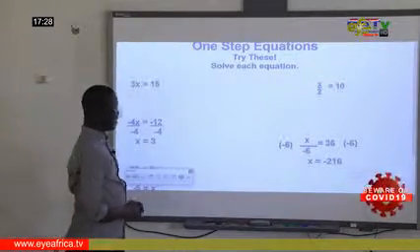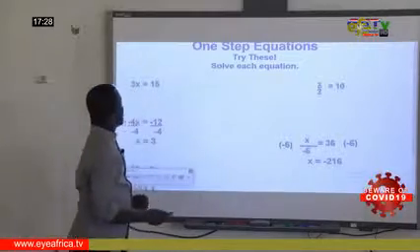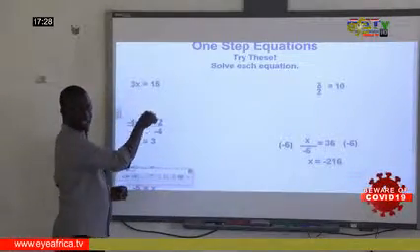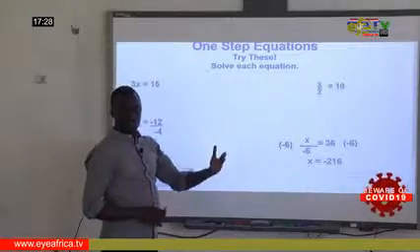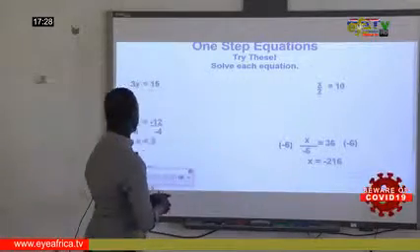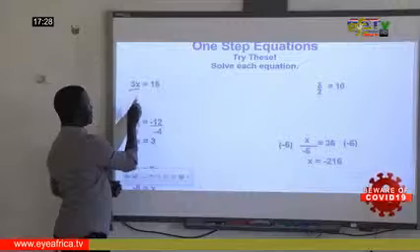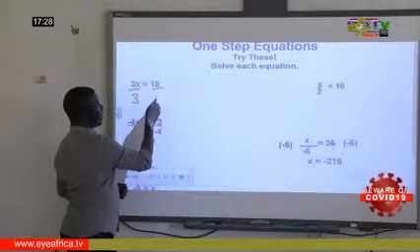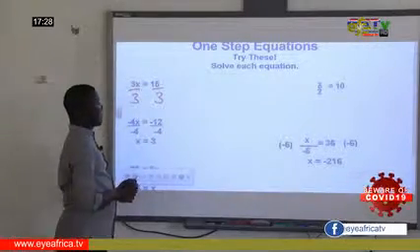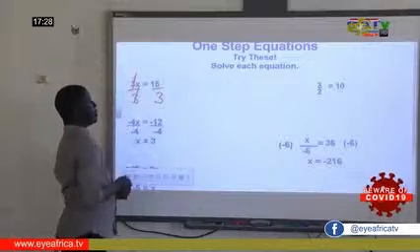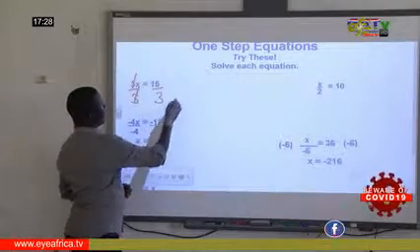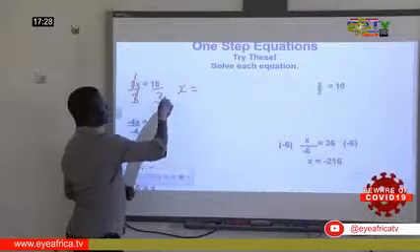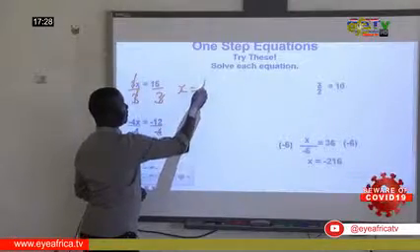We have 3x equals 15. As we said before, 3x means 3 times x. So the operation here is a multiplication, and the inverse of multiplication is division. So all we need to do is divide this side by 3 and divide this side also by 3. So 3 cancels 3, and then our x will be equal to 3 goes into 15, which is 5.